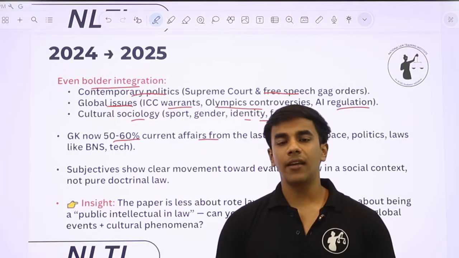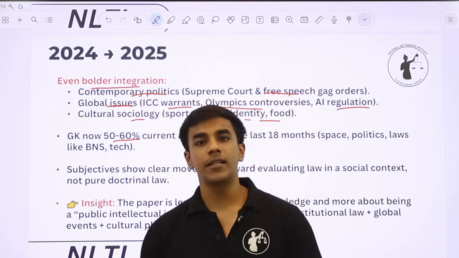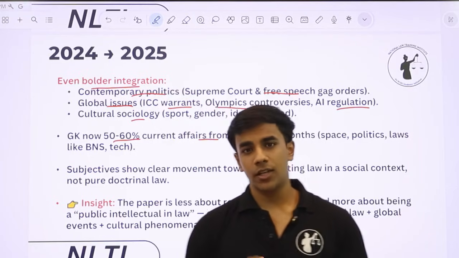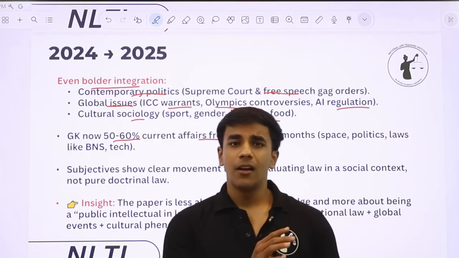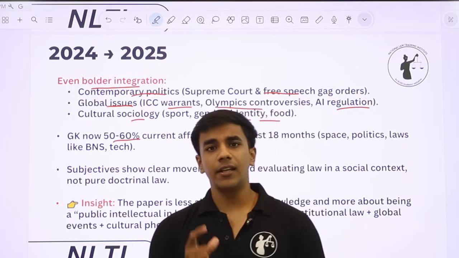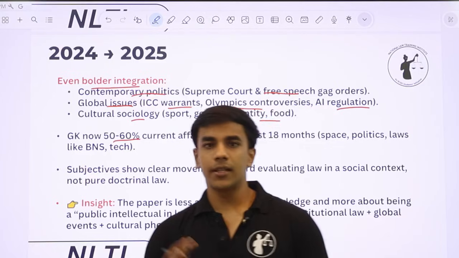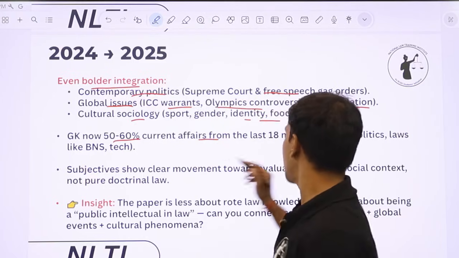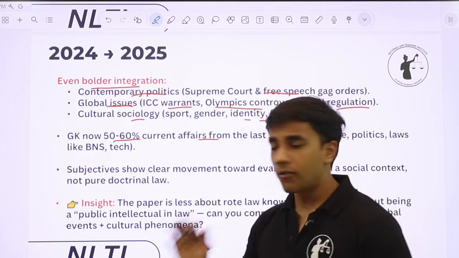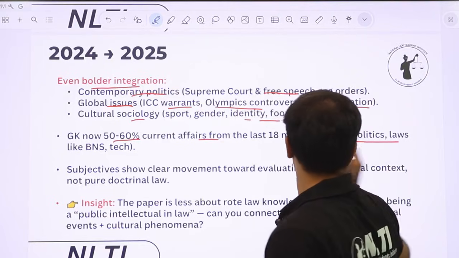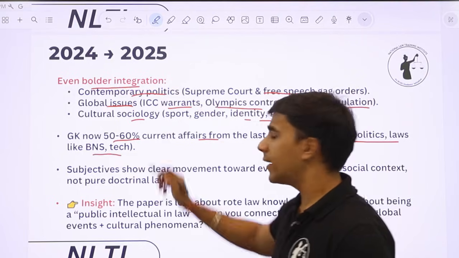तो हमारा टेक अवे ये है कि अगर NLSAT का एग्जाम अप्रैल 26 में हो रहा है तो हमें लास्ट 18 मंथ्स की जीके तो अच्छे से पता होनी चाहिए. The contemporary GK, very topical GK from the last 18 months. This will constitute your 60 to 70% of the current affairs that will be asked in the GK section of NLSAT 26. And this GK is also from issues like space, politics, law, BMS, tech.